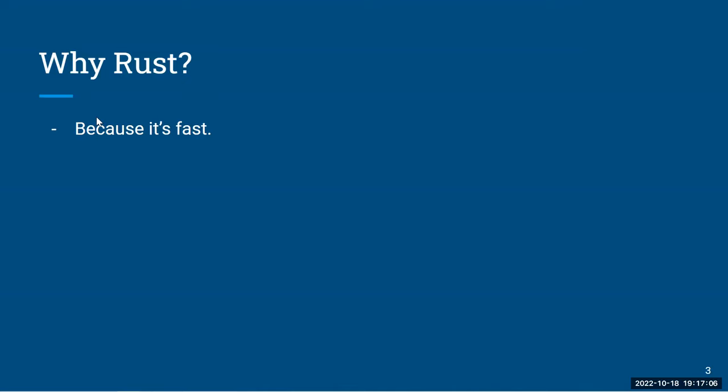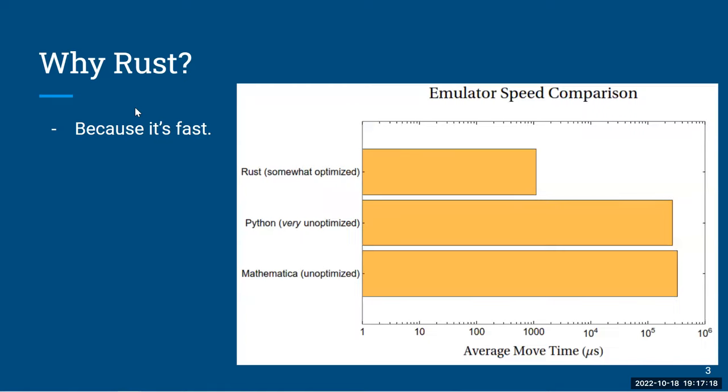But if we had any doubts about Rust, a simple test sort of settled those doubts pretty quickly. We wrote an emulator in three languages, Mathematica, Python, and Rust. And the simple emulator in Rust was more than 100 times faster than the equivalent simple emulator in Mathematica.